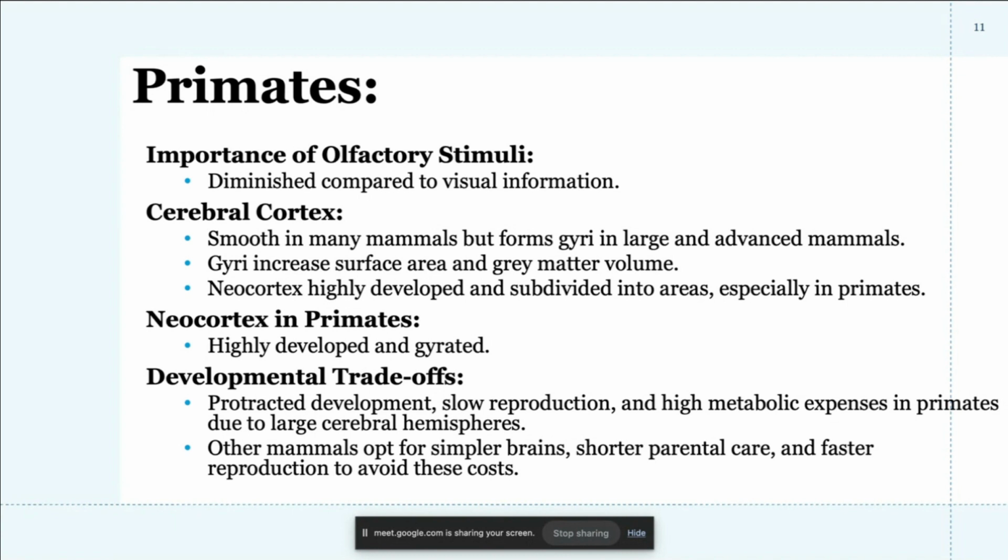Other mammals will have simpler brains, and when they have simpler brains, they could have shorter parental care, so they're looking after their offspring for a shorter amount of time, and then they would have faster reproduction, so that they wouldn't have to trade off slow reproduction and high metabolic expenses, as happens with bigger, more complex brains.